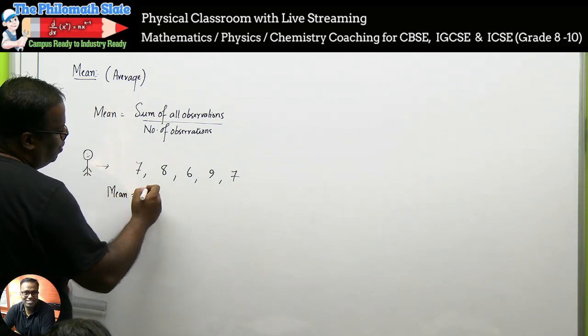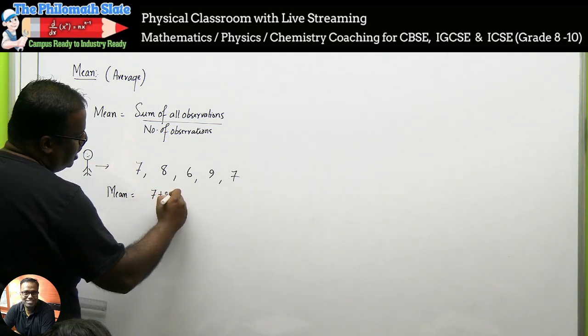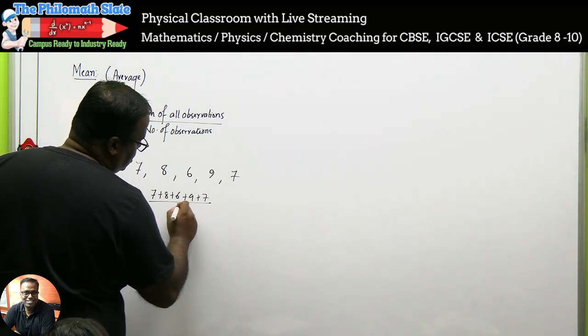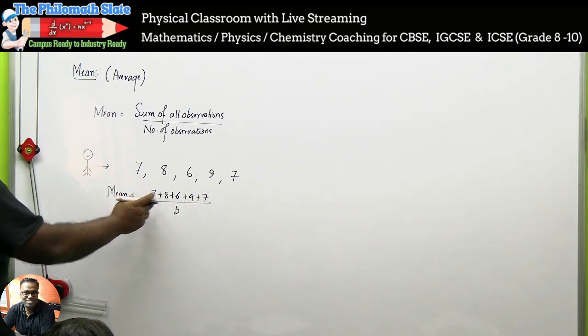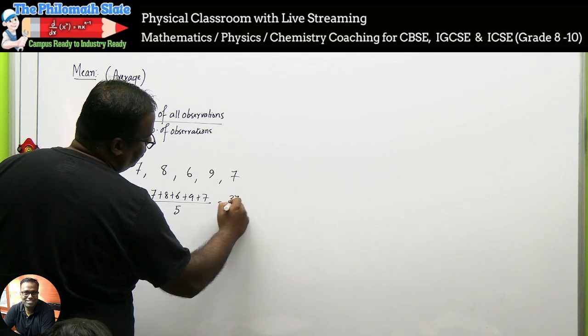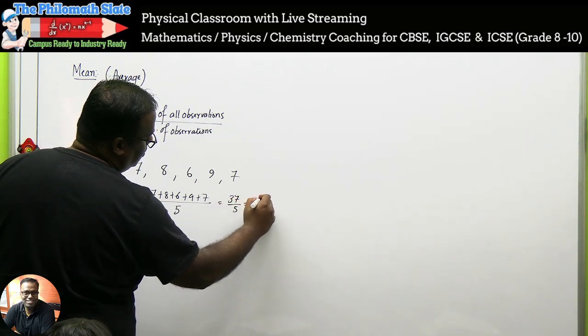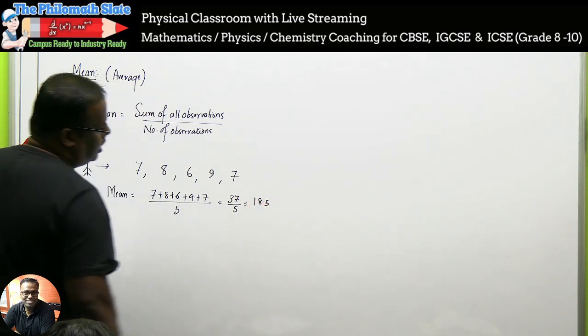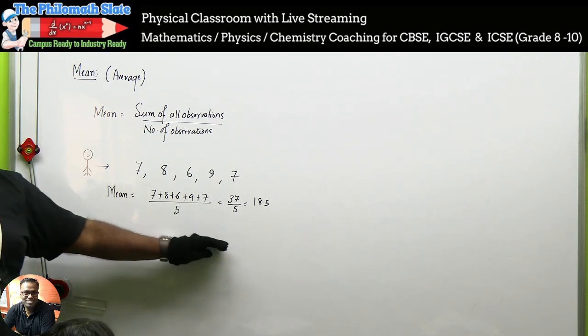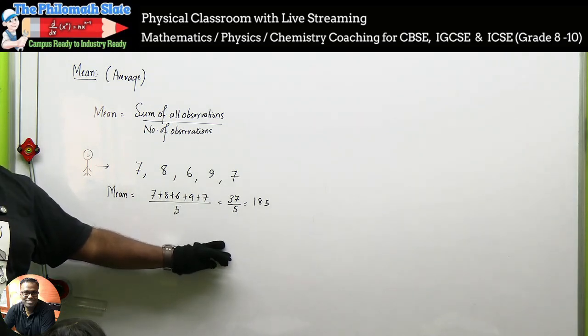So the mean score will be 7 plus 8 plus 6 plus 9 plus 7 divided by how much? 5 marks. So 7 and 10, 8 is 15, 6, 21, 30, 37 divided by 5. So that is 15 and plus 3, 18.5. Okay? This is his mean. Understood? This is when you are studying at a very kiddo class level.